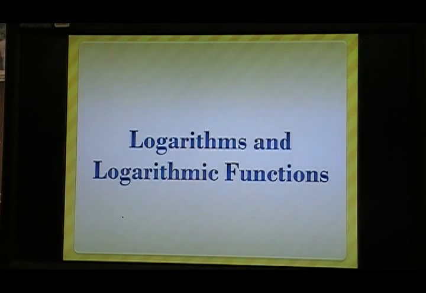So now we're going to start talking about logarithms and logarithmic functions. Logarithms basically, or can, allow us to talk about some funky exponents. So let's say we know that 5 squared is 25, right? And we know that if we do 5 to the third, if we multiply 5 by 5 by 5, we're going to get 125.